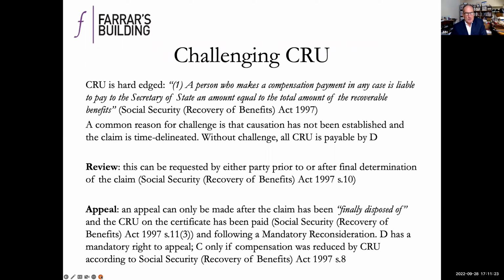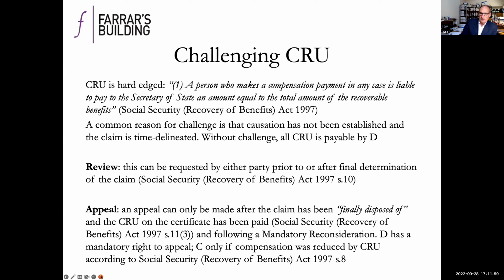So, as you'll appreciate, quite a lot of those settlement terms at which I've been speaking can be circumstances which are essentially hybrid. In other words, where there's an element of a Section 8 set off, but not a complete Section 8 set off, and hence why it is extremely sensible by both parties to make it clear who is to get the benefit of an appeal or a review. So moving on then to challenging CRU, and as Hannah has already mentioned, CRU is hard-edged.